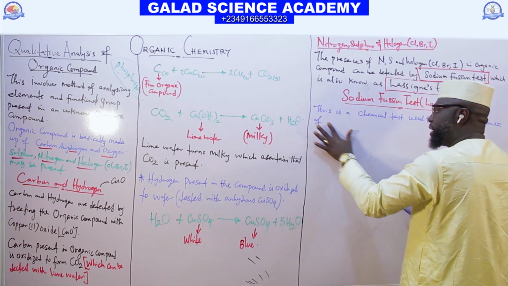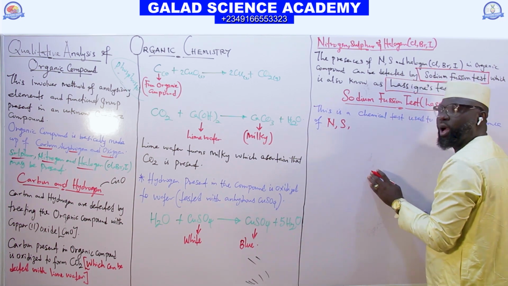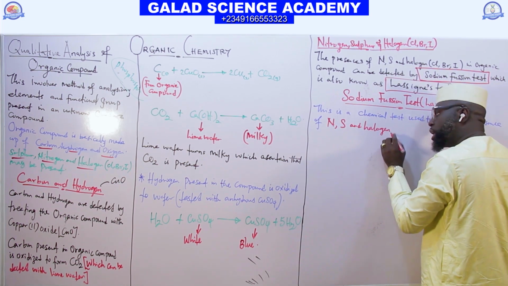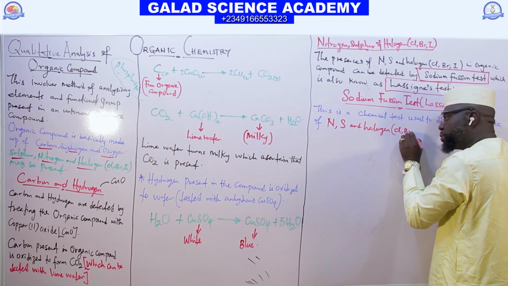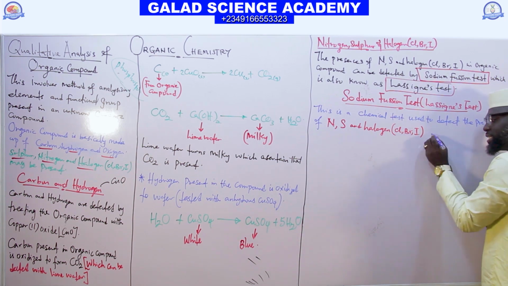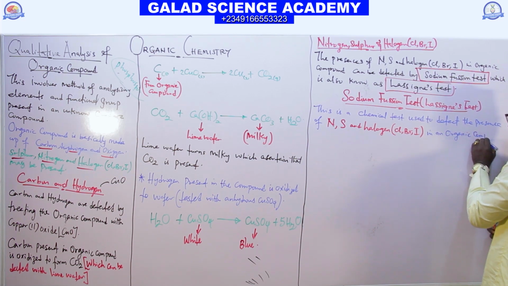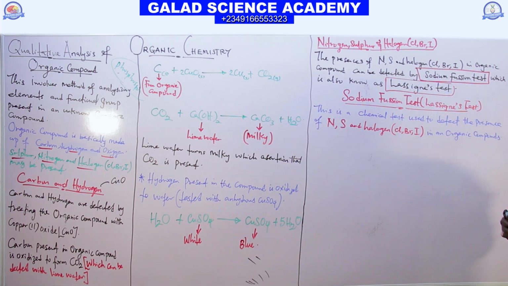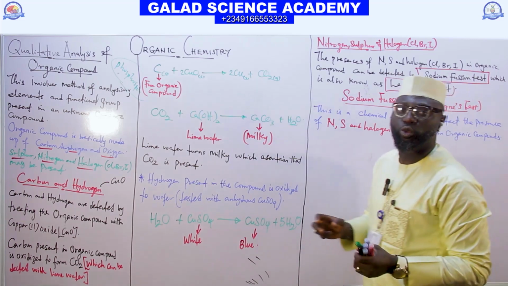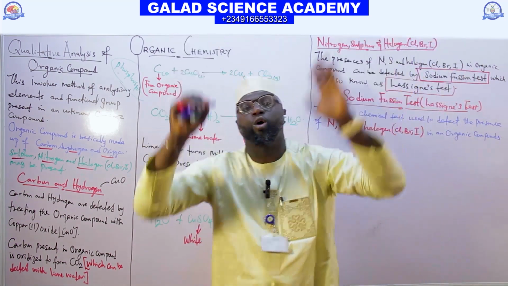Let me use another marker. The presence of nitrogen, sulfur, and halogen in an organic compound. Don't forget, halogen is chlorine, bromine, and iodine. What is Lassaigne's test, or the sodium fusion test? It is a chemical test that is used to detect the presence of nitrogen, sulfur, and halogens in an organic compound.